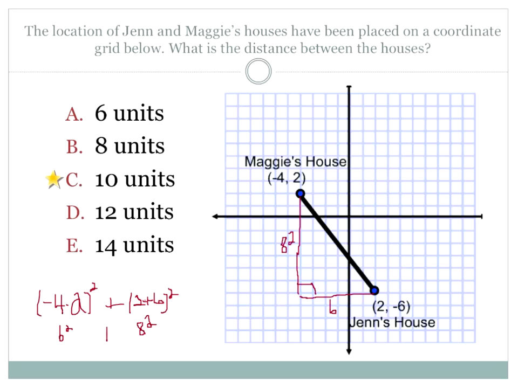If we think back to our Pythagorean triple, 3, 4, 5, if we multiply that by 2, we get this distance of 6, 8, 10. This triple always works. So then we know that the distance squared is 100, so 10 units would be the official distance between Maggie's house and Jen's house.